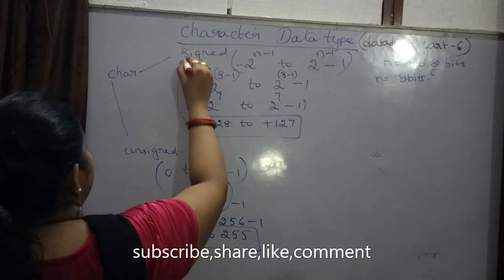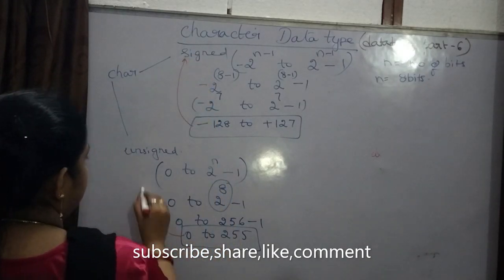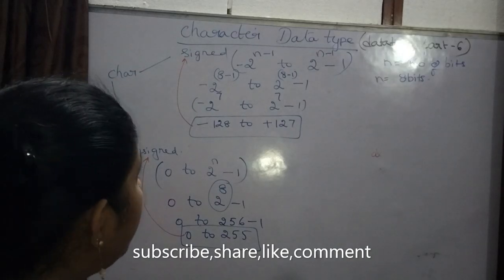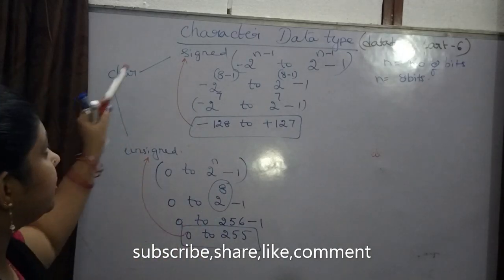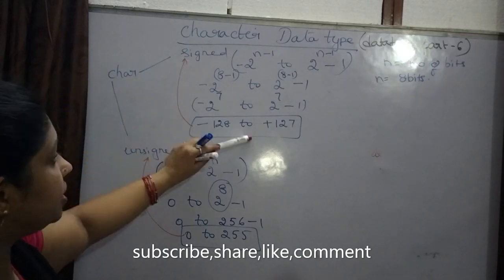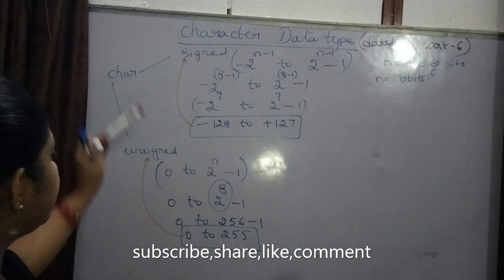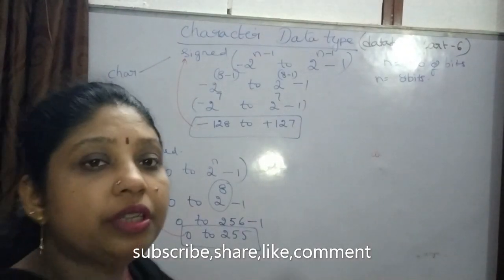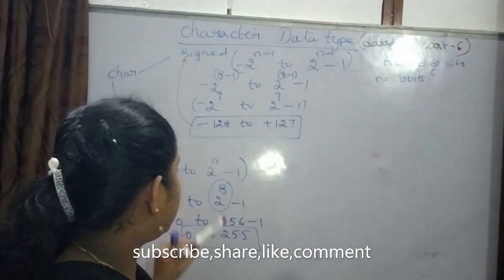So this is the range for signed char, and this is the range for unsigned char. Okay? I hope you understood this. Character is signed, unsigned. Signed is this one. This much range will be there. Character unsigned will be this much range. Now, I am going to discuss these.